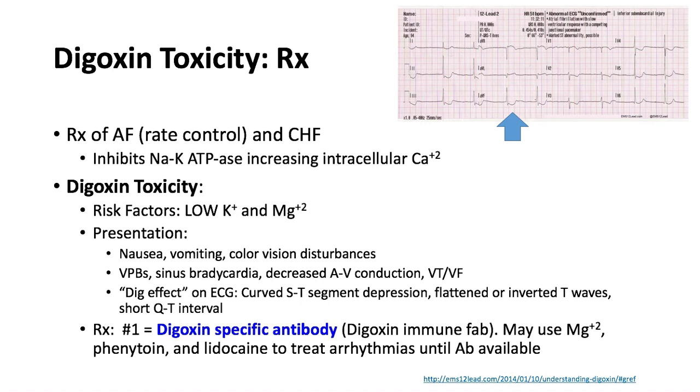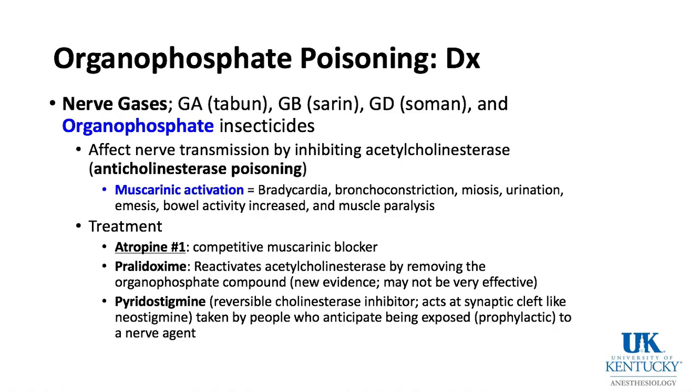And the treatment is digoxin-specific antibody, or dig immune antibody, DigiBind. And that binds the digoxin and inactivates it very rapidly. We can also use magnesium and Dilantin and lidocaine to treat arrhythmias of dig toxicity until an antibody becomes available. The next key word is organophosphate poisoning and the diagnosis of such.